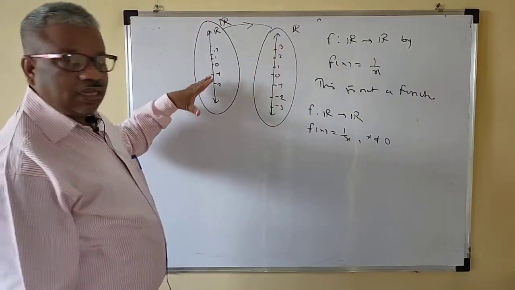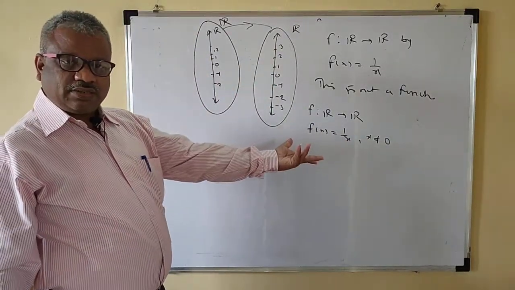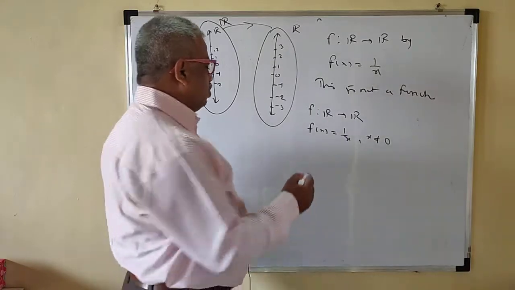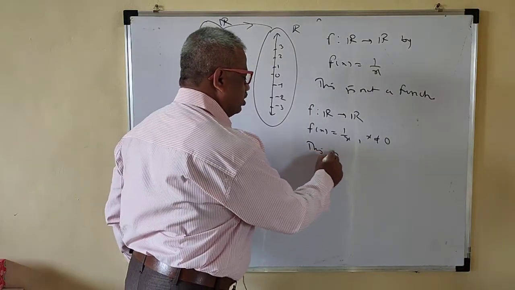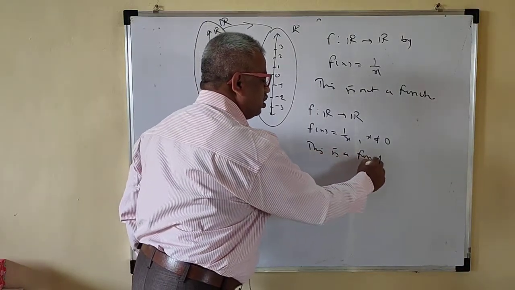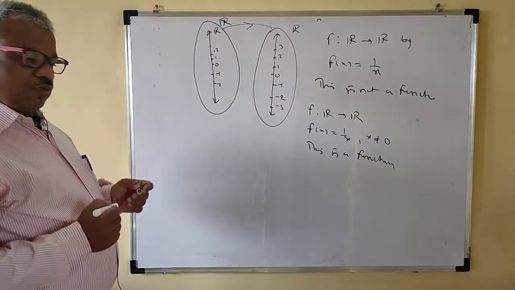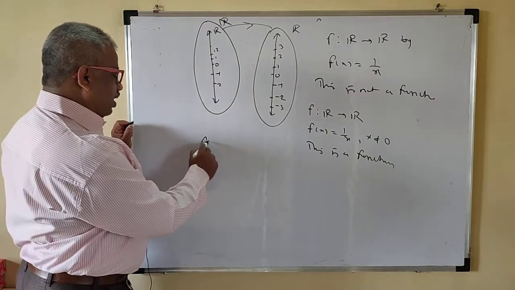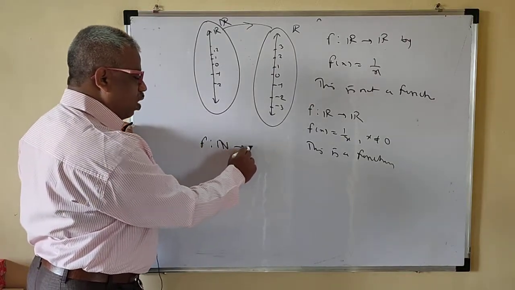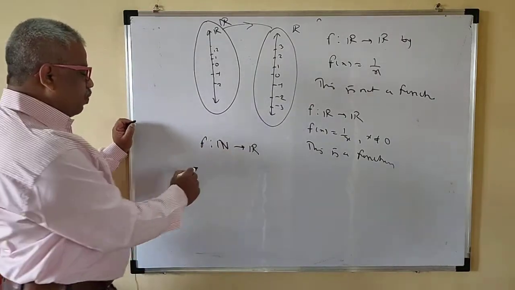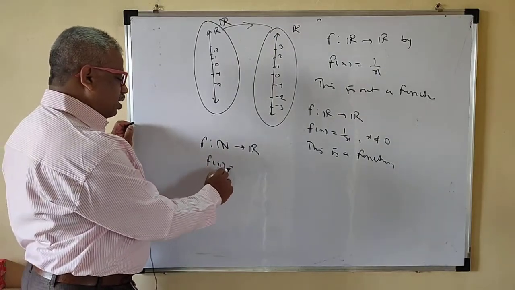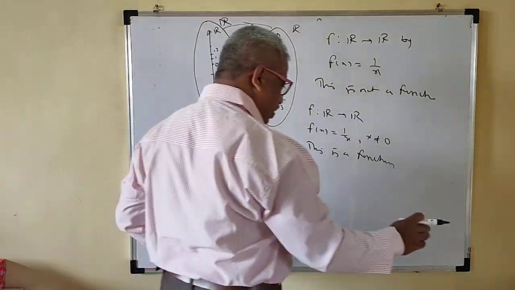So now see here, the reciprocal of every number exists. Now this will be a function. This is a function. Okay. So if I define like this, the set of natural numbers to R, where R is the set of real numbers, and f of x is equal to 1 upon x.